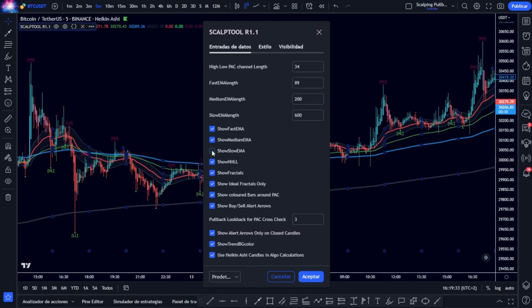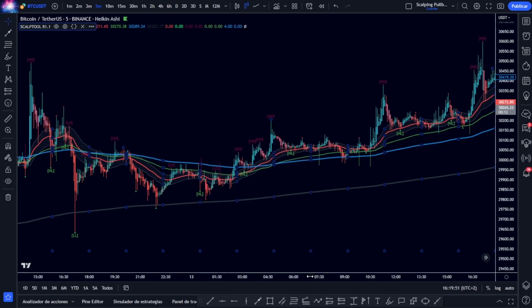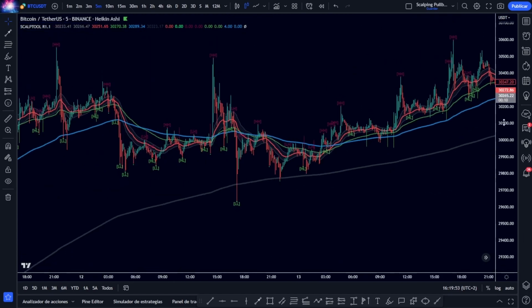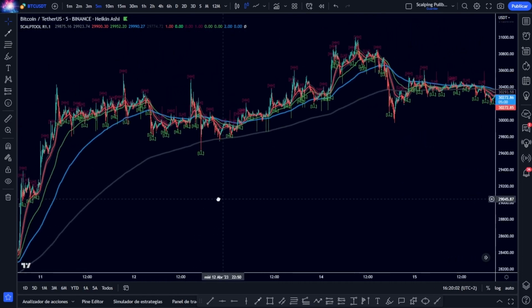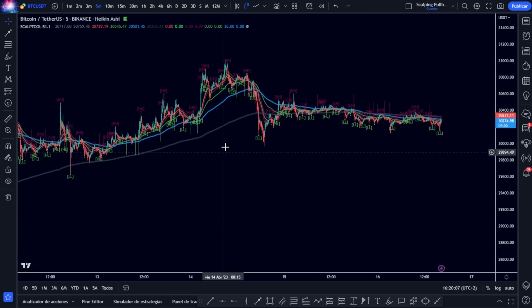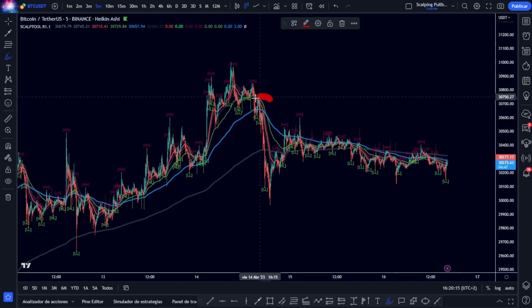In addition, you remember that we also marked that it would show us the slow EMA, which would work very similar to the 200 period, but this time it would be the 600, that is to say that in a more macro perspective it would be that last area where the price is usually supported in the big trends, and already at the moment that it breaks both the 200 period and the 600.